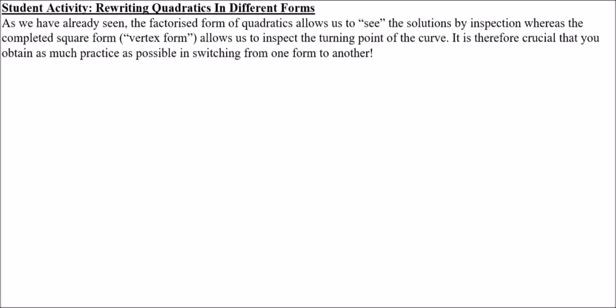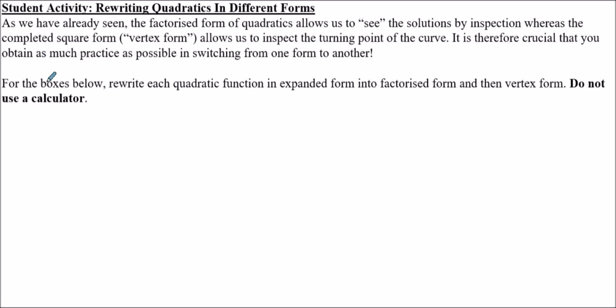In your notes, for the boxes below this bit, you need to rewrite each quadratic function in expanded form into factorized form and then vertex form. Don't use a calculator. You can use a calculator to check if you like, but don't use a calculator to do the working. I want you to have tried these first before looking at my solutions on this video. Once you've had a go, I'm now going to show you how you could have arrived at these solutions, swapping from factorized and then vertex form.